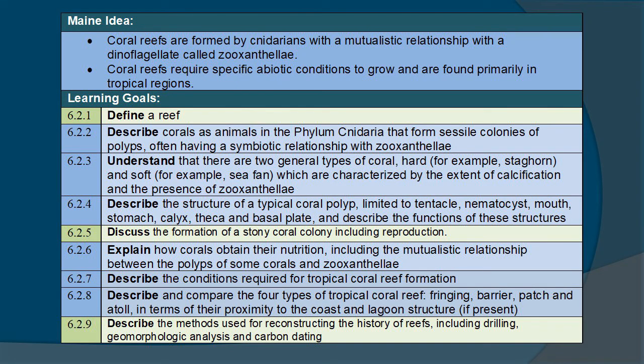All right, that is it for today. Remember, coral reefs are formed by cnidarians with mutualistic relationships with a dinoflagellate called zooxanthellae, and coral reefs require specific abiotic conditions to grow and are found primarily in tropical regions.